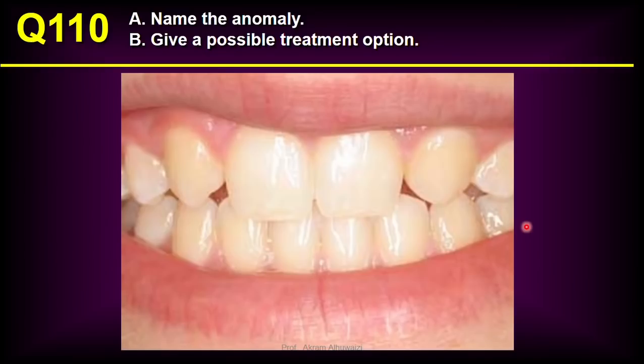The last part, part 20, which is miscellaneous, and it is related to name the anomaly. Here we've got congenitally missing laterals in which the canines have come in their place. Give possible treatment options, and the best treatment option would be to aesthetically correct the canines to simulate lateral incisors by using composites or other conservative type of means.